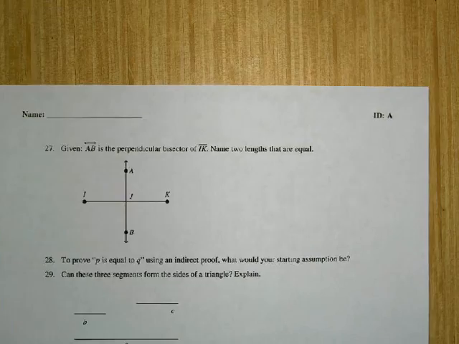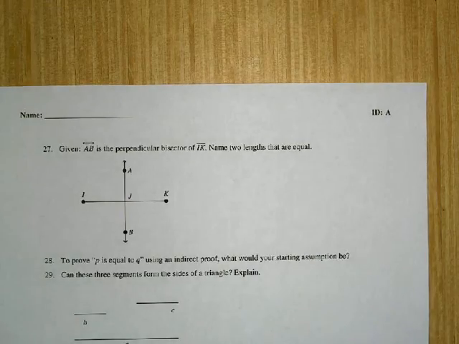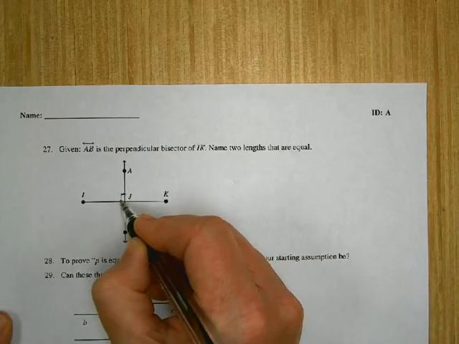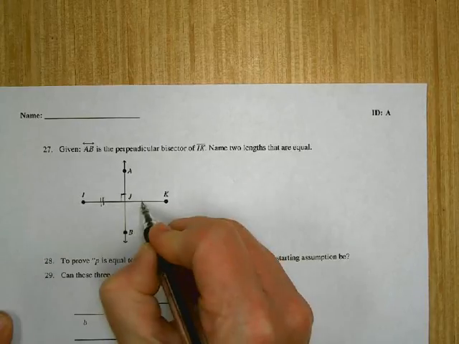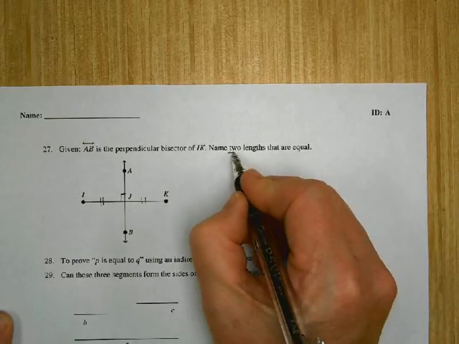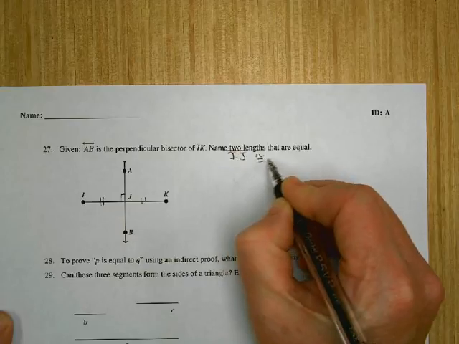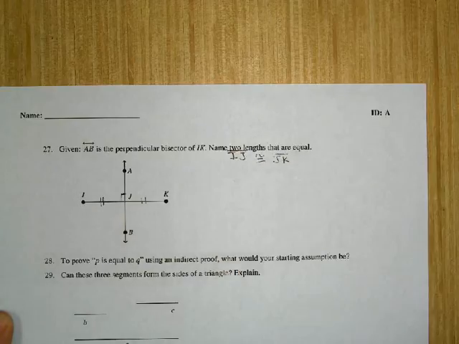27. Given line AB is the perpendicular bisector of segment IK, name two lengths that are equal. Well, if that's perpendicular bisecting, we know that it's perpendicular. It's also cutting this into two equal parts. So IJ is congruent to JK. Those two segments are congruent.